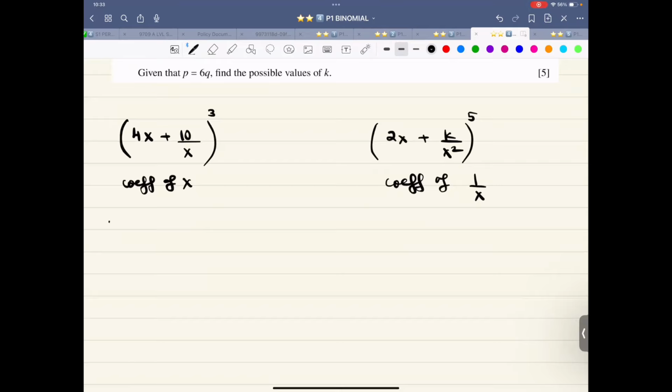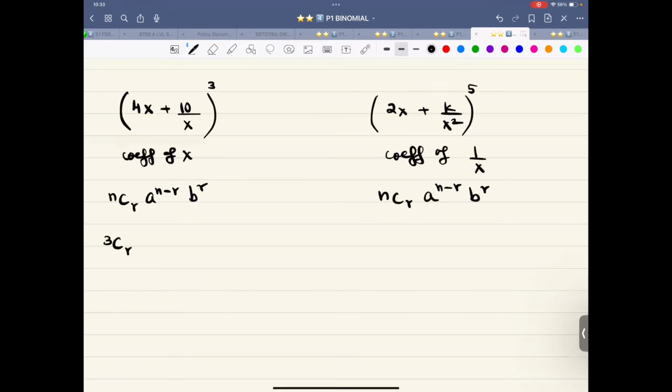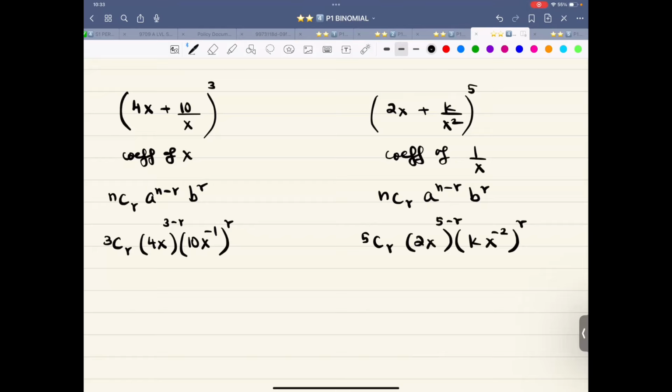Over here, the concept is NCR, a raised to power of n minus r, b raised to power of r. That is 3CR, a is 4x, and this is 10x minus 1 raised to power of r. This is 3 minus r. I'm doing it side by side. This is 5CR. This is kx minus 2 raised to power of r. This is 2x raised to power of 5 minus r. Power of x is 1.